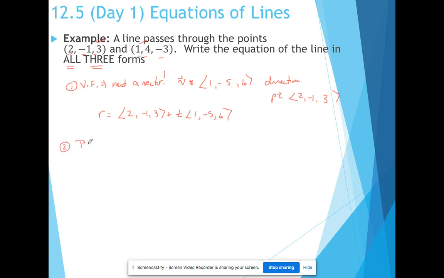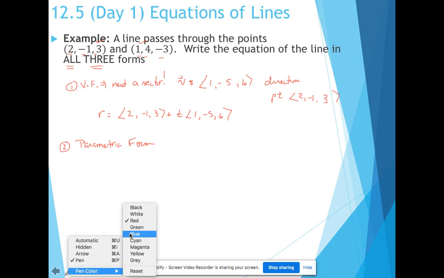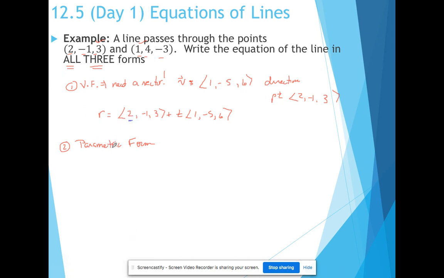To write the parametric form, I just need to break up the pieces and ask, what is the x component? The x component is going to be 2 plus 1t. The y component is -1 plus -5t. And the z component is 3 plus 6t. There's the parametric form. And then finally the symmetric form.